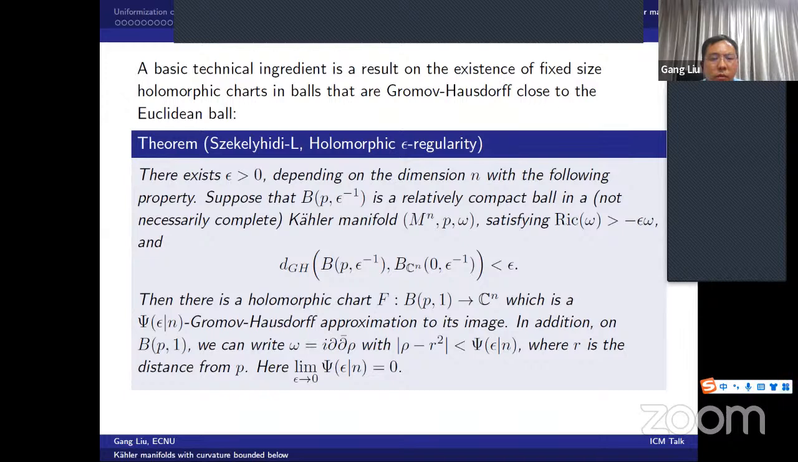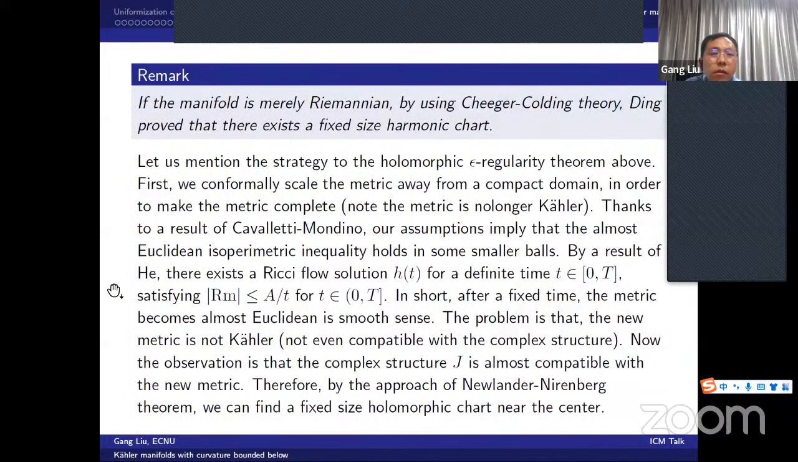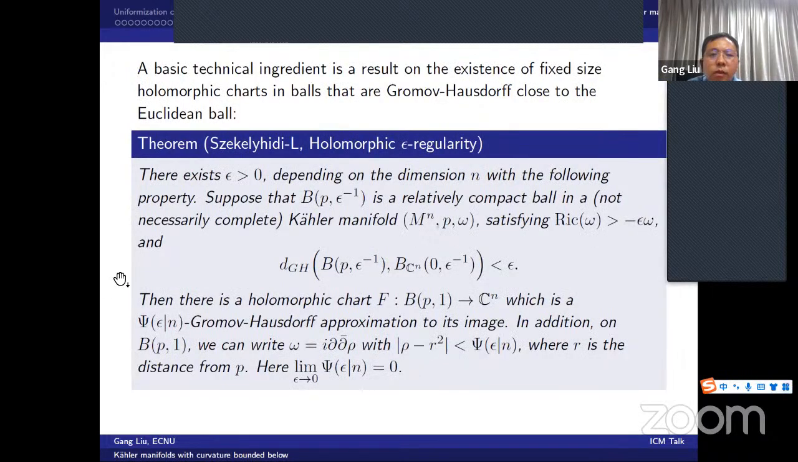And also on the unit ball, we can write the Kähler form omega as i partial partial-bar of rho, where rho is pretty close to the square of the distance. Here psi, the error, goes to 0 as epsilon goes to 0. Okay, so the remark is that if the manifold is merely Riemannian, then Cheeger and Colding prove that there exists a harmonic chart of fixed size. So we are given a stronger assumption that the manifold is Kähler. Then we find a fixed size holomorphic chart.